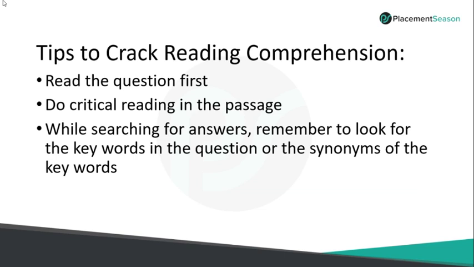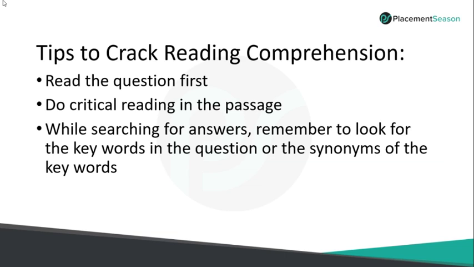Number two, do critical reading in the passage. Please don't go and hunt for answers during the first time you're reading the passage. Take time, read it clearly, because you do not have all the 5 or 10 questions displayed all together. So do critical reading so that you don't have to reread the whole passage every time you have to answer a question about the passage.